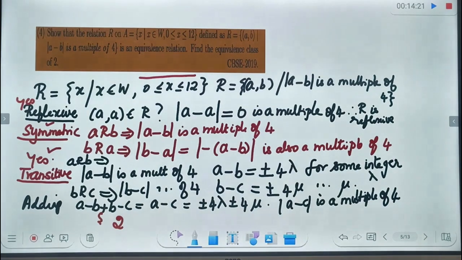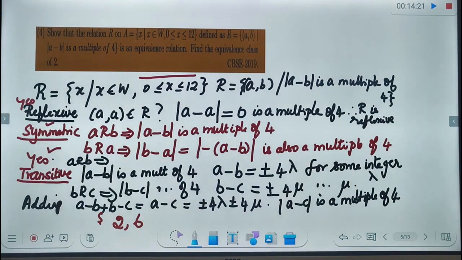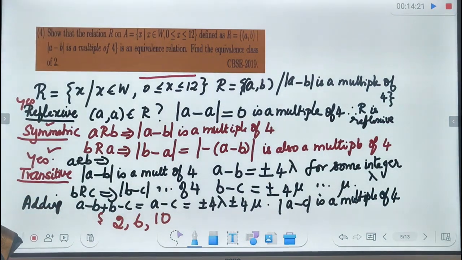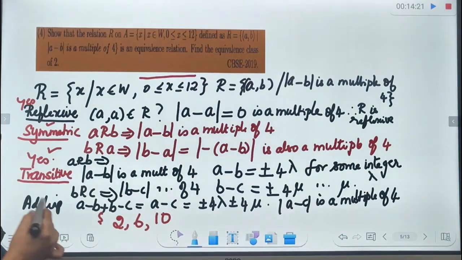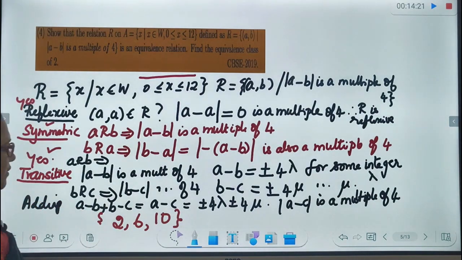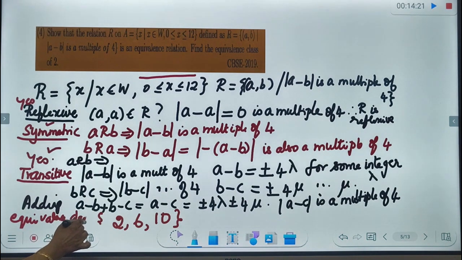Then is 2 related to 6? Then what happens? 6 minus 2 is 4, which is a multiple of 4. Then what will be the next number? 10. 10 minus 6 is a multiple of 4. 10 minus 2 is also a multiple of 4. So among the numbers 0 to 12, 2, 6, 10 will represent the elements related to 2, or the equivalence class of 2. Class of 2 equal to 2, 6, 10.